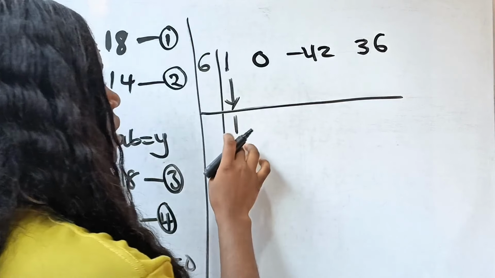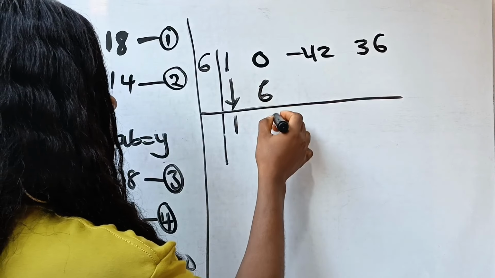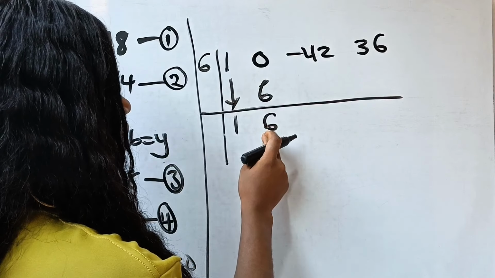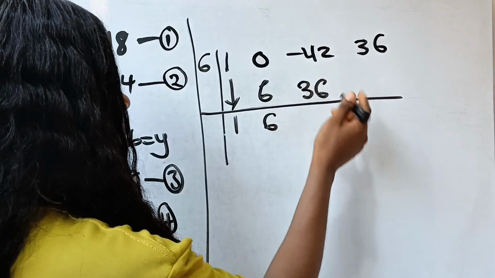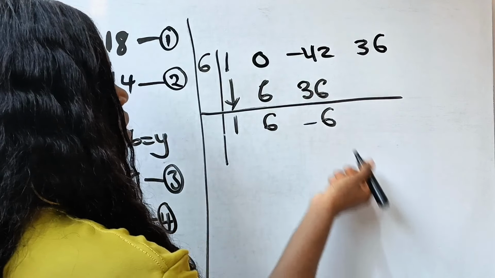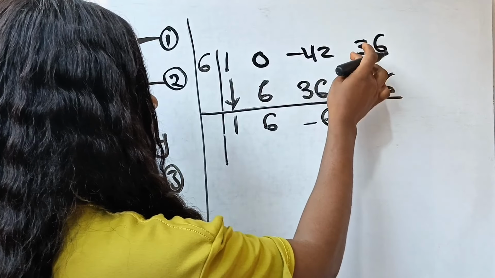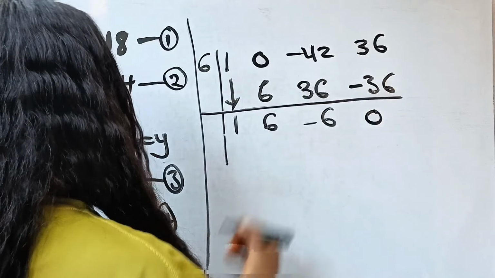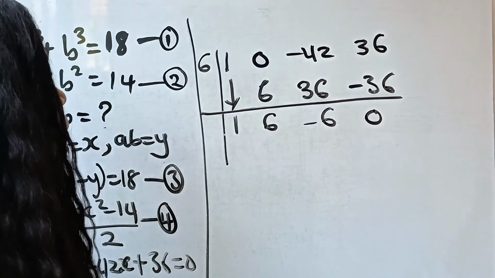Now 6 times 1 is 6. 0 plus 6 is 6. 6 times 6 is 36. This minus this will give you minus 6. 6 times minus 6 is minus 36. And this minus this is 0. So that shows that 6 is what? It is a solution, a root.